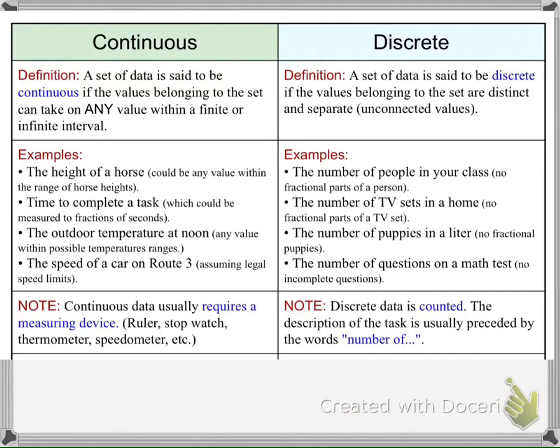So let's take a look at some examples here. For example, if we were going to graph the height of a horse, that is considered continuous because over the course of time, the horse is continuously growing, and it is possible for the height of the horse to be 2.5 feet tall. So we're including fractional or decimal values as well.